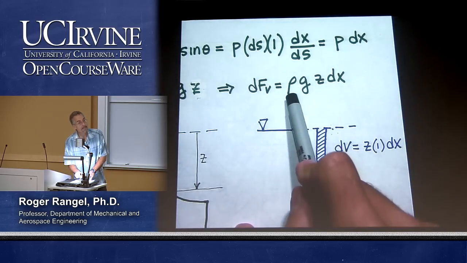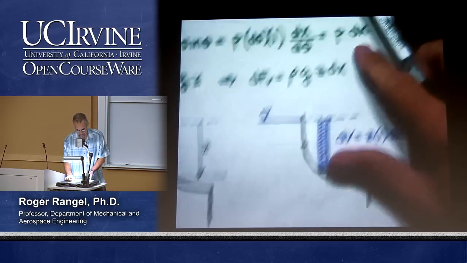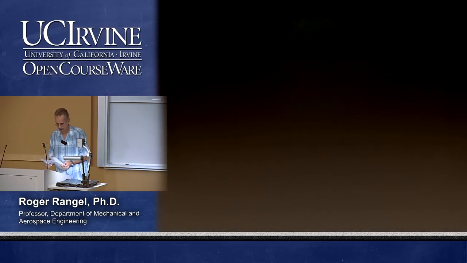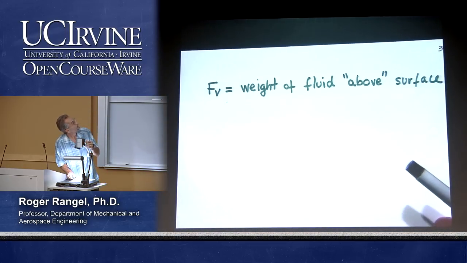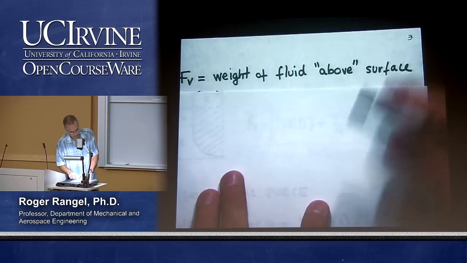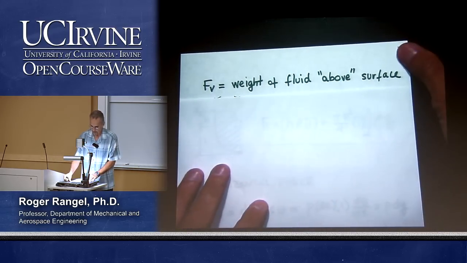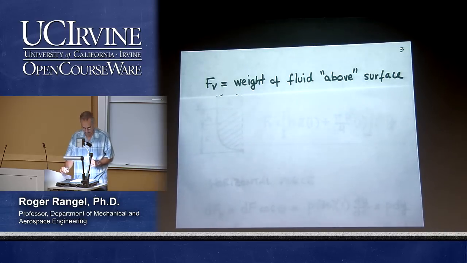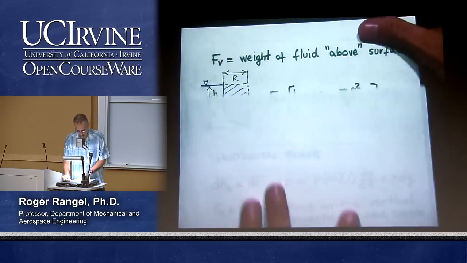And if we multiply that volume times the density, we get the differential mass in this volume, and then times gravity. What we get, once we integrate over the entire surface, is that the vertical component of the force is, zoom out a little bit, the weight of the fluid sitting above the surface. We learned that already in the previous lecture, but we want to plug in the numbers for this specific case. So that is done right here.